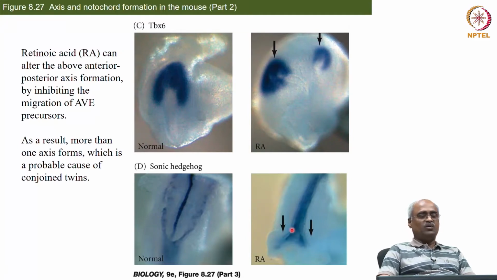And this is probably one of the causes for the formation of conjoined twins. On TV you would have seen the images of some children, even grown up adults, where they are joined at the head. So that is due to head to tail axis, partial duplication of that axis, and that is what leads to the formation of conjoined twins.